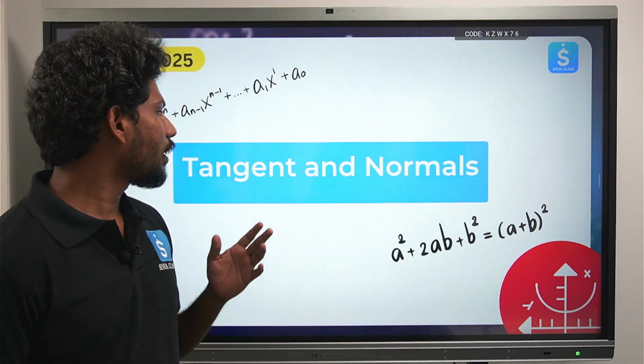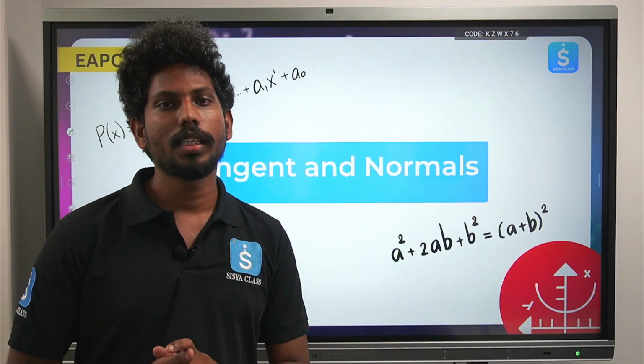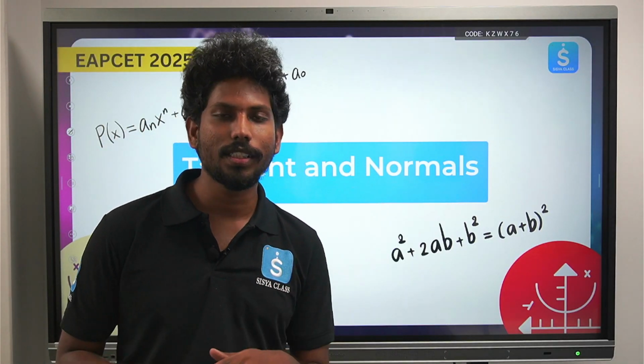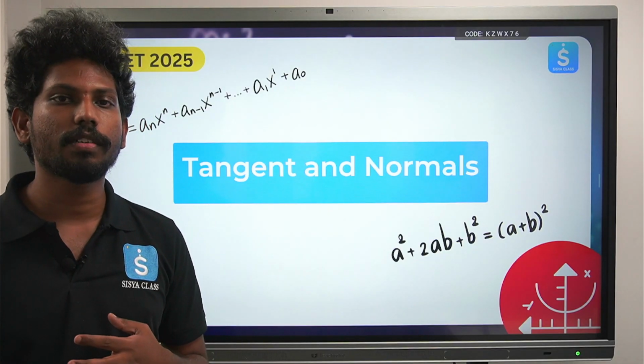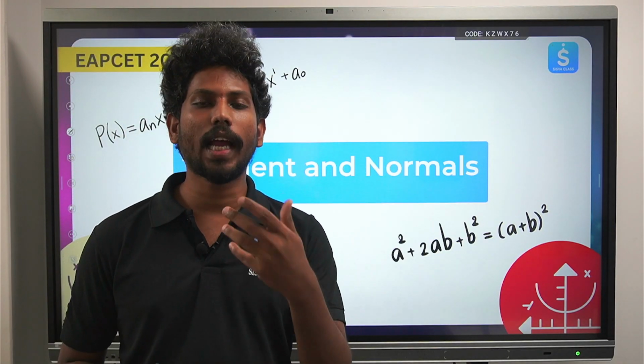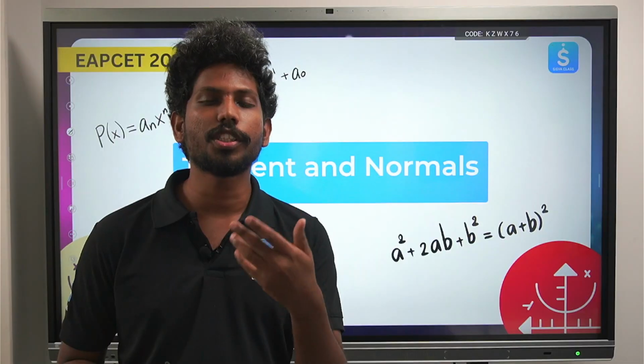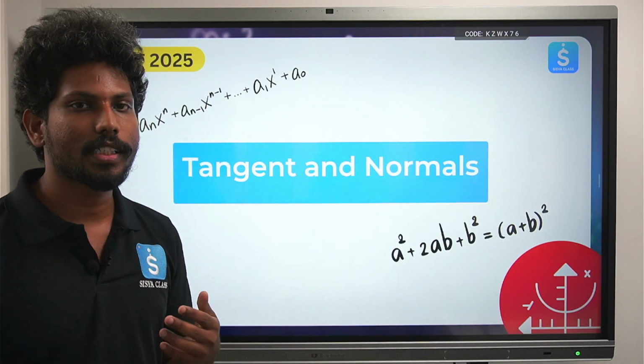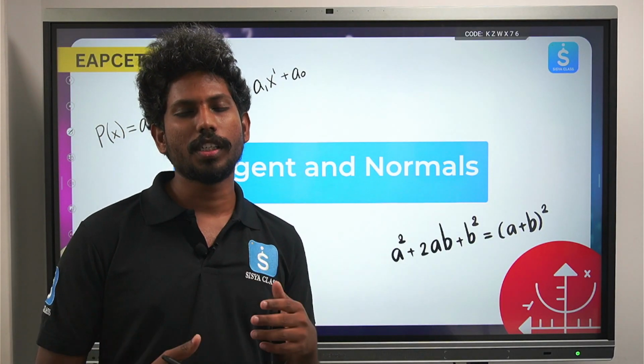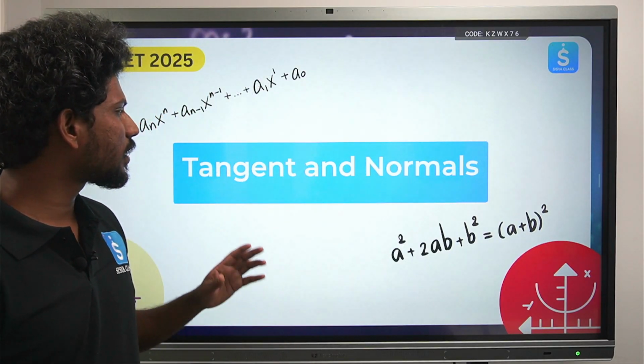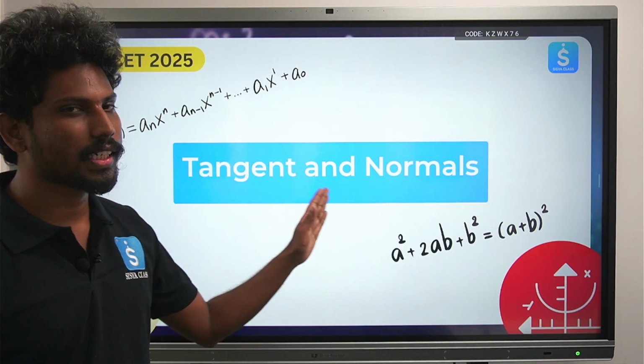Right now we are dealing with tangents and normals. Till yesterday we had a discussion on increasing and decreasing functions. Before that, tangents and rate of change of quantities. Before that we had limits, functions, trigonometric functions. So in the same series, now we are in tangents and normals.